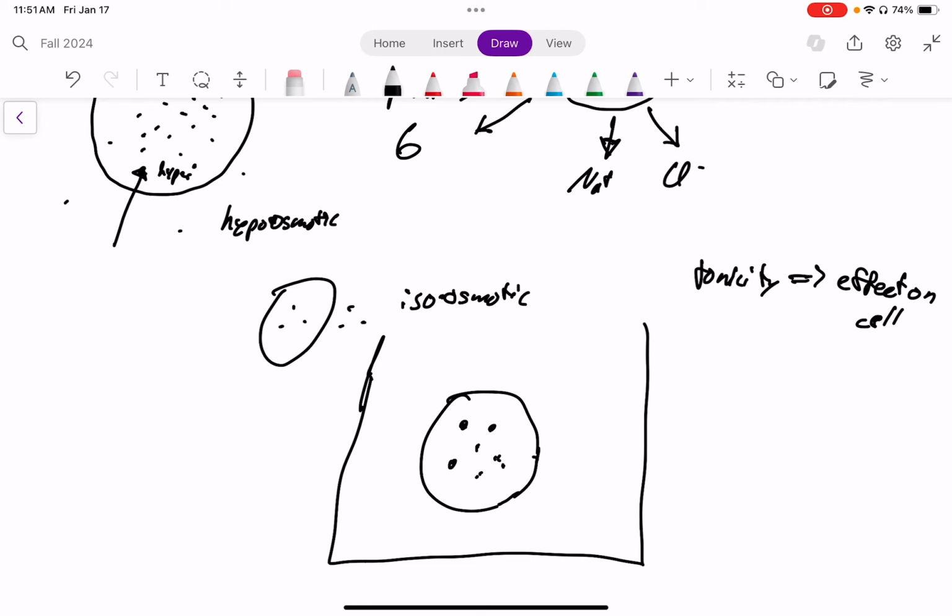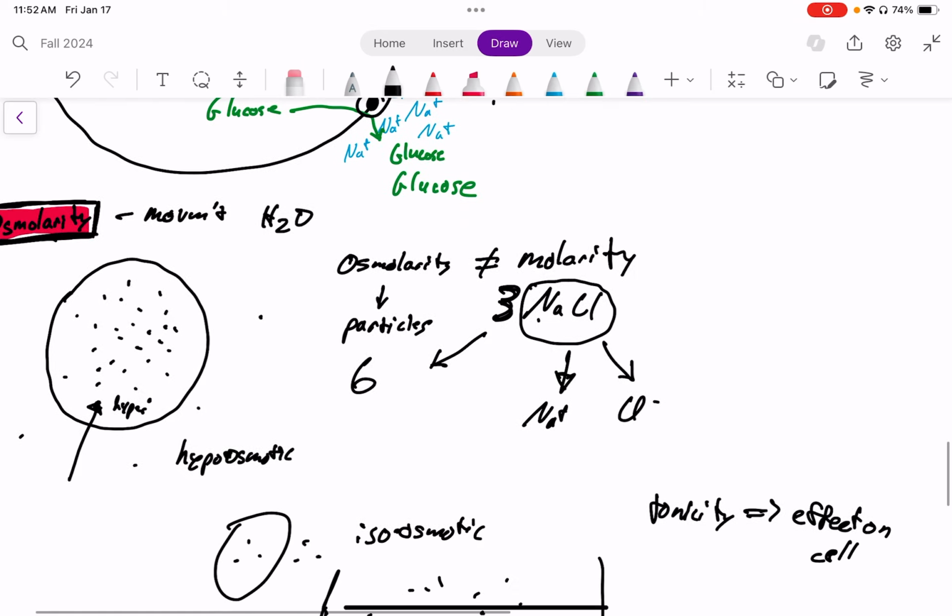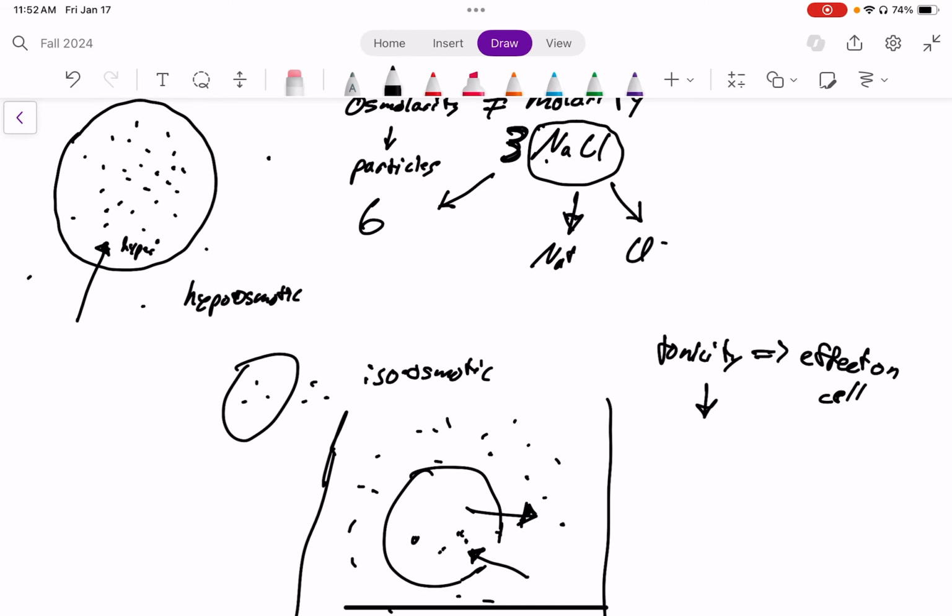And so this would be hypotonic, where water would want to rush into the cell. And if it was the opposite, where there's more non-permeable particles outside than inside, then water would want to rush out, and that would be hypertonic. And so while osmolarity is concerned with the number of particles, tonicity is concerned with the amount of non-permeable particles.